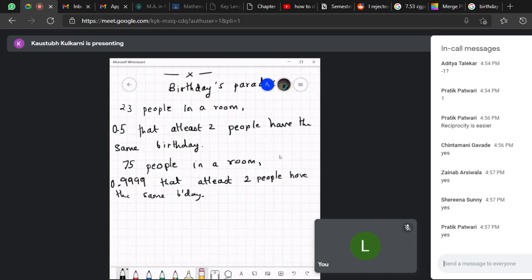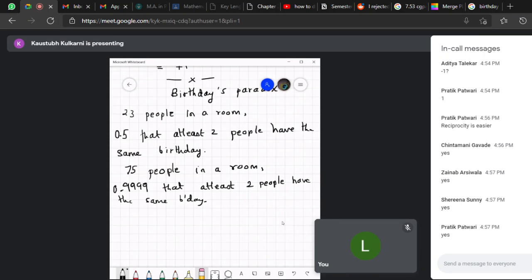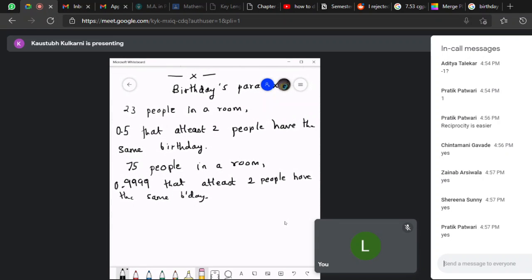Why is this a paradox? Mathematically this is completely true, but it is a paradox because as humans we cannot handle the fact that there are 365 days in any year. Even if you exclude 29 February, there are 365 days, and among so many days, what is the coincidence that two people have the same birthday in a room of just 23 people or 75 people?